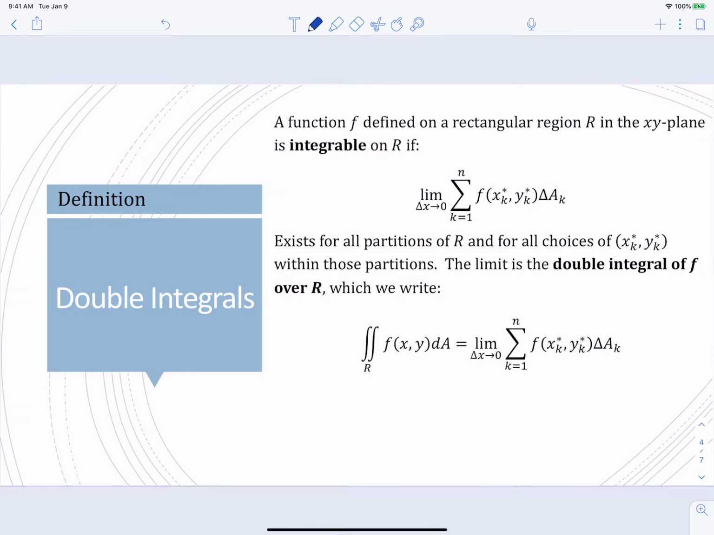So our definition is that we're going to take our function defined on a rectangular region, at least for right now, in the xy plane, and it's integrable, meaning just that the integral exists, if we take the limit as delta A goes to 0. Sorry, thinking about my notes here as I'm writing them. So it's that change in that area.